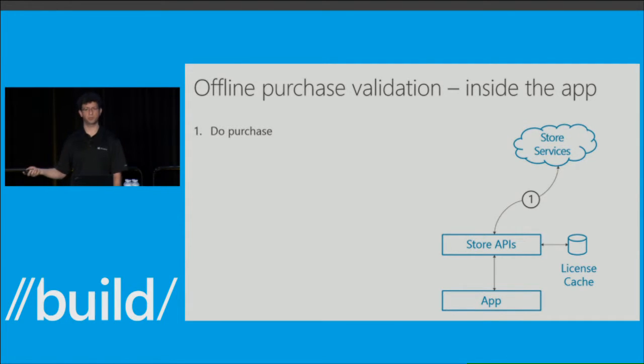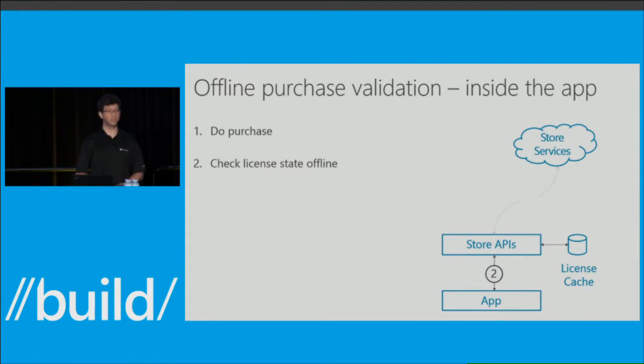That will be there perpetually so that your application, when you go offline, can check to see what is the state of the purchases that I've had. And this is very important, again, for the roaming cases. So when you launch your application on machine 1, 2, and 3, check to see what licenses are already on the box and make sure that you light up those features for your customers.